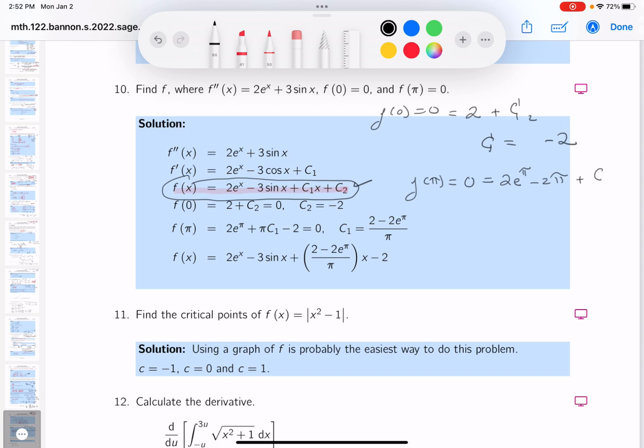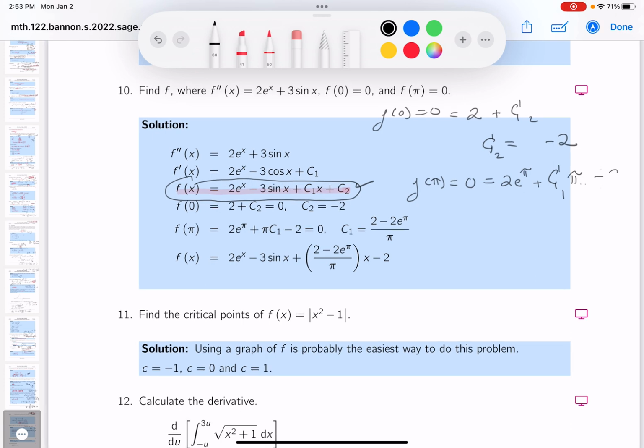I'm sorry, I made a mistake. I should have written that down. I'll have to erase this now. Notation's bad. All right, let me put this down: c2. I'm sorry about that. I thought it was c1. It's not. So 2e to the pi, and then minus 3 times sine of pi is 0, and then c1, which I don't know what that is yet. And then x is pi. And then plus c2, which is minus 2. All right? I know that's equal to 0, but let's write this down now.